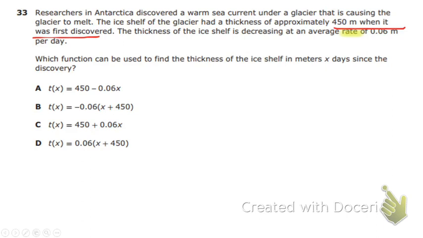Well, when I look at my equations, I guess these don't really follow that form, but A and C both follow the form of y equals mx plus b. Okay? They have a y-intercept, a b value, and then an m value or a slope. What this problem tells us is that 450 is the thickness when it was first discovered. In other words, that's your starting value. That's going to be your y-intercept. Your y-intercept is going to be that 450 because it's like the initial amount.